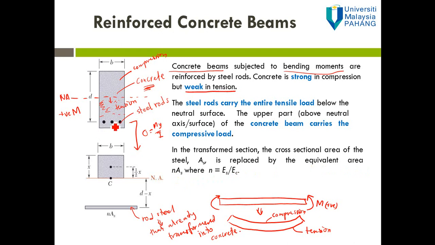Let's say the area for the steel rod is given by AS. After deformation, the area for the steel rod that is transformed into the concrete will be equal to nAs, where n is equal to the Young modulus for the steel over the Young modulus for concrete, represented by Es over Ec.